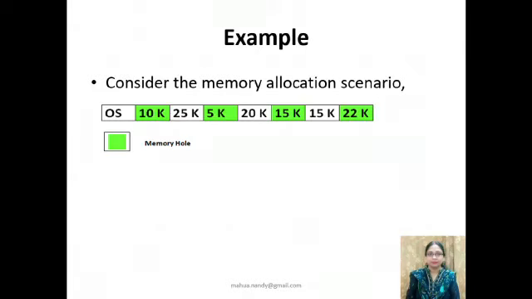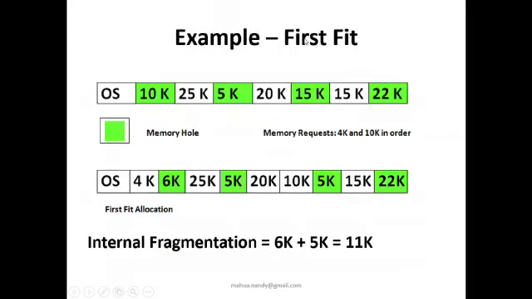We are considering one example over here. The initial scenario of the system is like that. This part of the memory is occupied by operating system, and green holes are empty holes and white holes are occupied holes. We are following first fit algorithm. The memory requests are 4K and 10K in order.